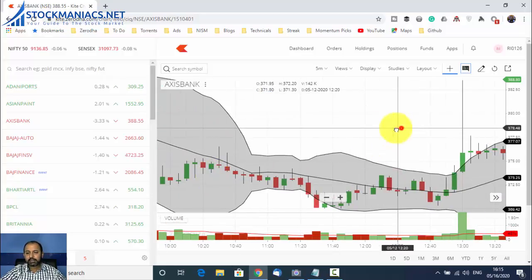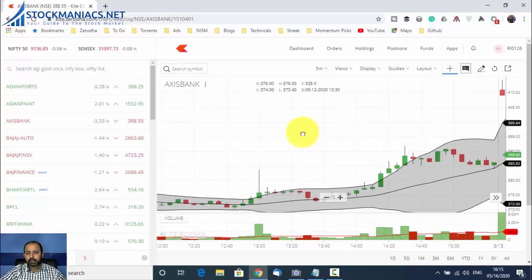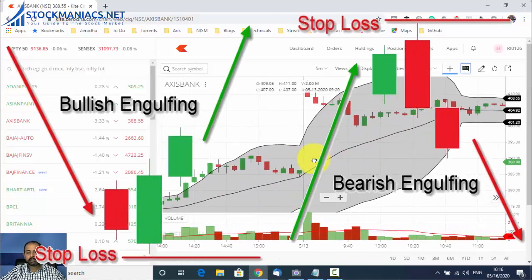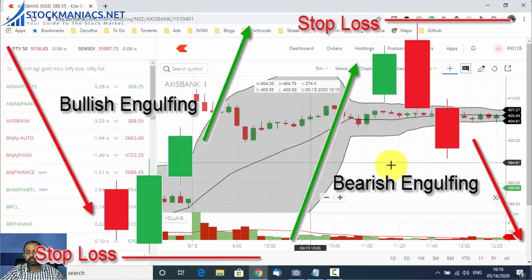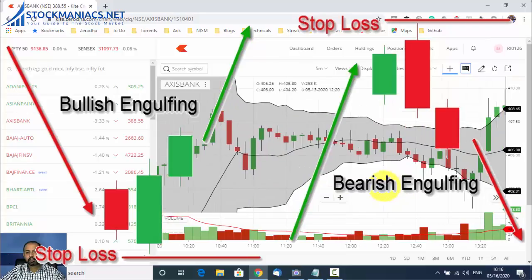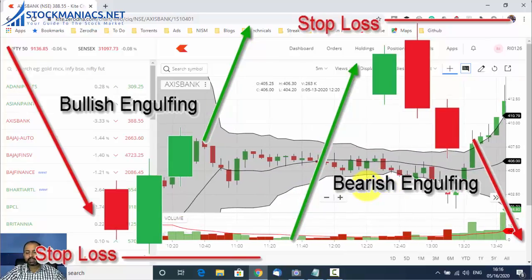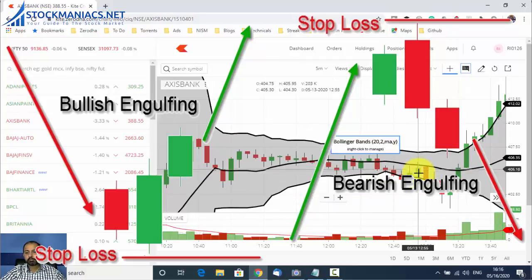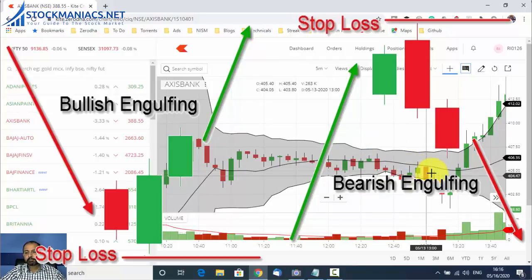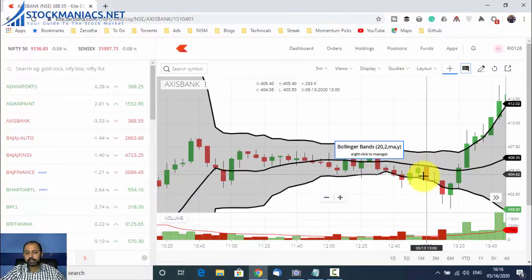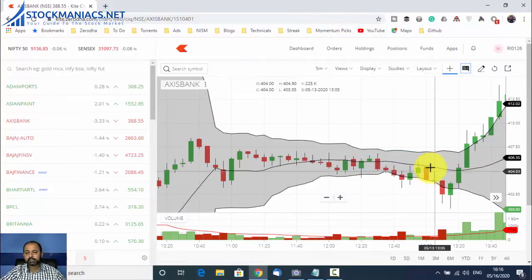So what is an engulfing pattern? An engulfing pattern is something where you will find that the body of the previous candle actually got incorporated in the body of the next candle. So the body of the previous candle has actually been engulfed. It has been covered by the next candle.